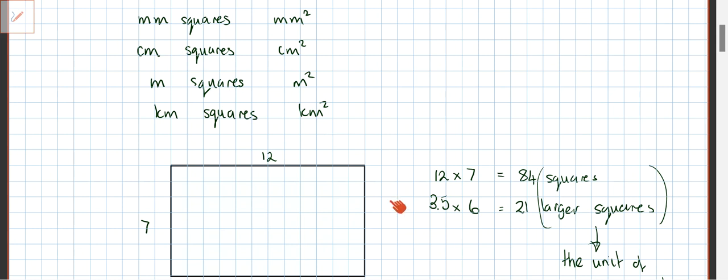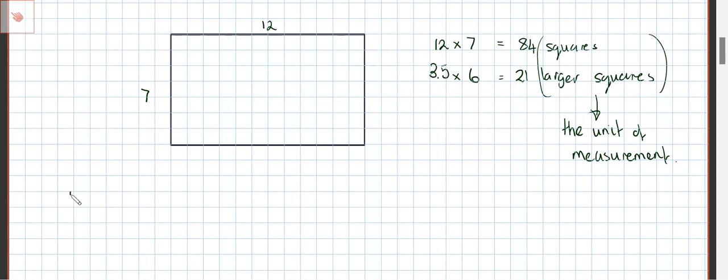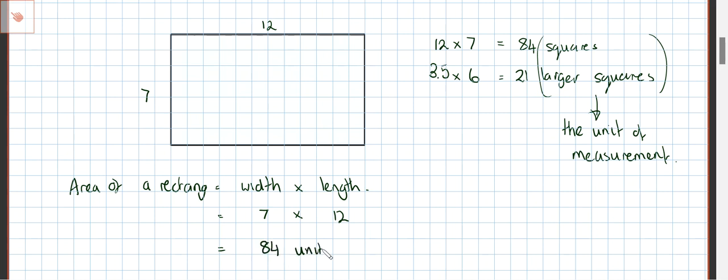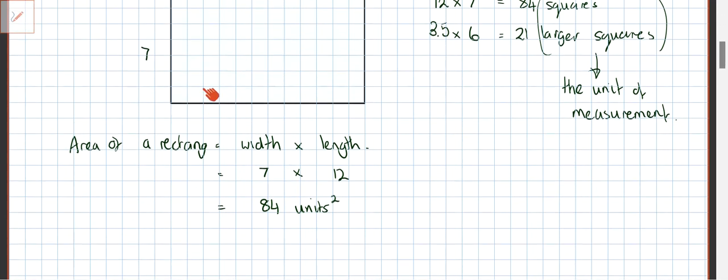It's important to understand that, should we write this down? The area of a rectangle can be worked out by doing its width multiplied by its length. That's because that's how many squares there are. So in this case, the area was going to be 7 times 12, which equals 84, whatever the square units are. If we haven't been given a unit, we can just write unit, but we should always put it.